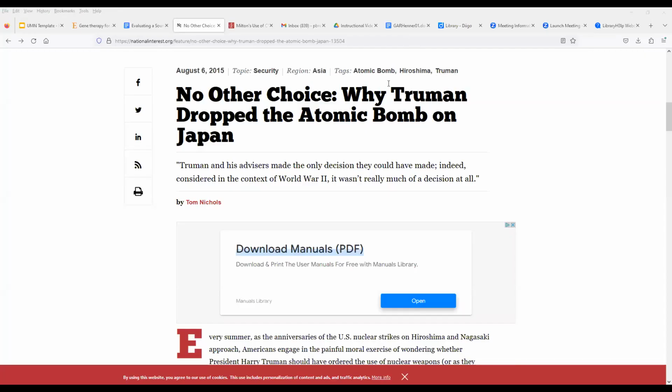Pay attention to the author. What credentials do they have? How are they qualified to write on the topic?